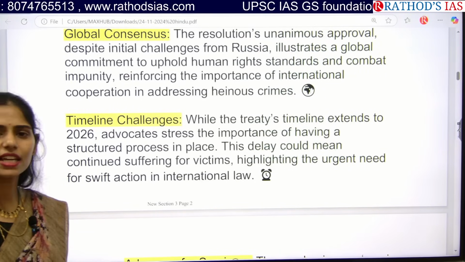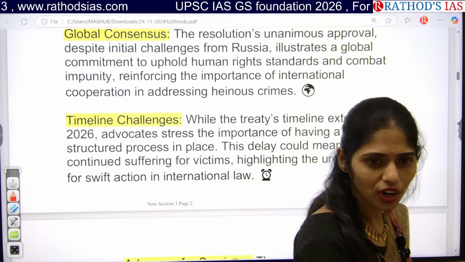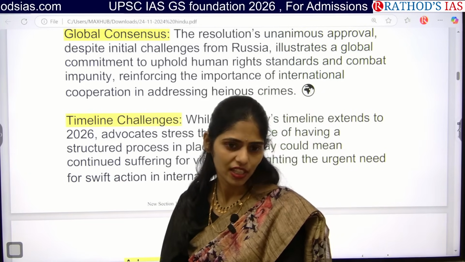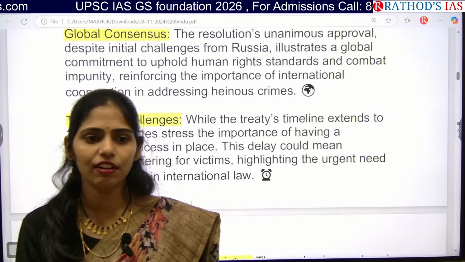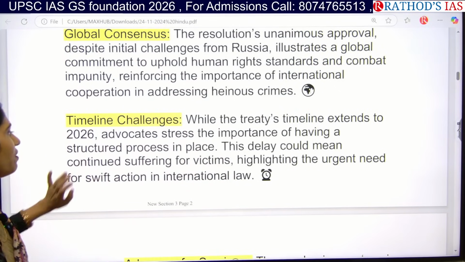And the next challenge here is the timeline. This article is saying that from 2026 onwards, we are going to implement this treaty. So what happens if any crimes happen between 2024 and 2026? There is no treaty which is helpful to prevent this kind of incidents in these 2 years. So this is one cause of concern.